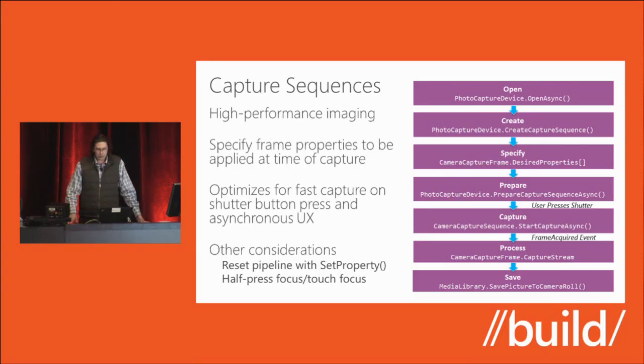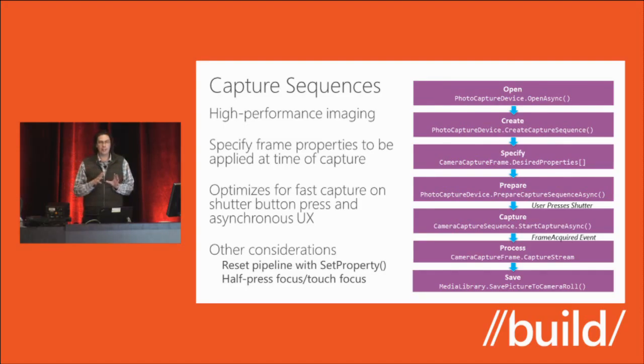So if you want to capture a picture, there are these steps on the right-hand side, and I'll walk through this in code in just a minute. First, you open the device. The next is you create this capture sequence. You then specify what you want to be in it, essentially a recipe, if you will, into what we call desired properties. You prepare it, and this is kind of the heads up to the camera that, hey, we're going to ask for this in a bit. You then capture with start capture async, and then the application is signaled back when the capture is complete.